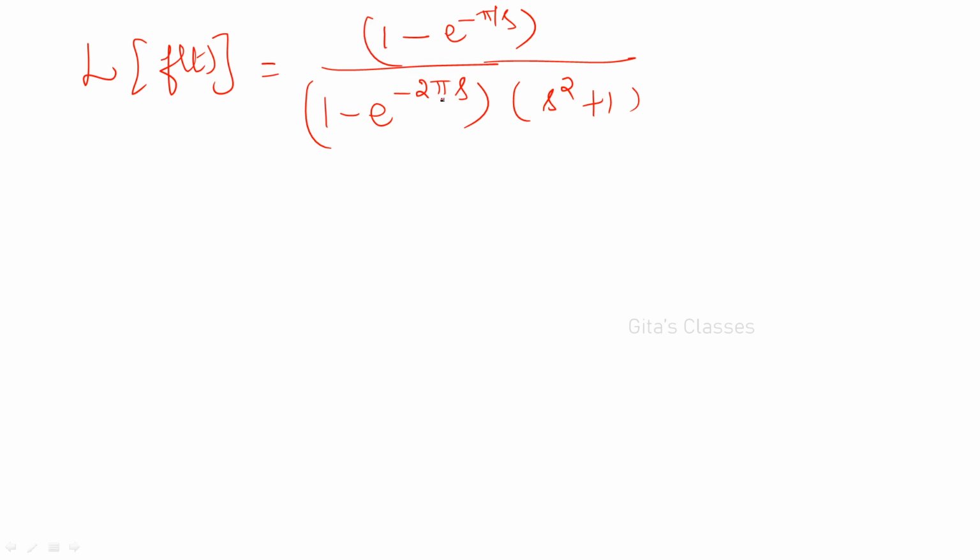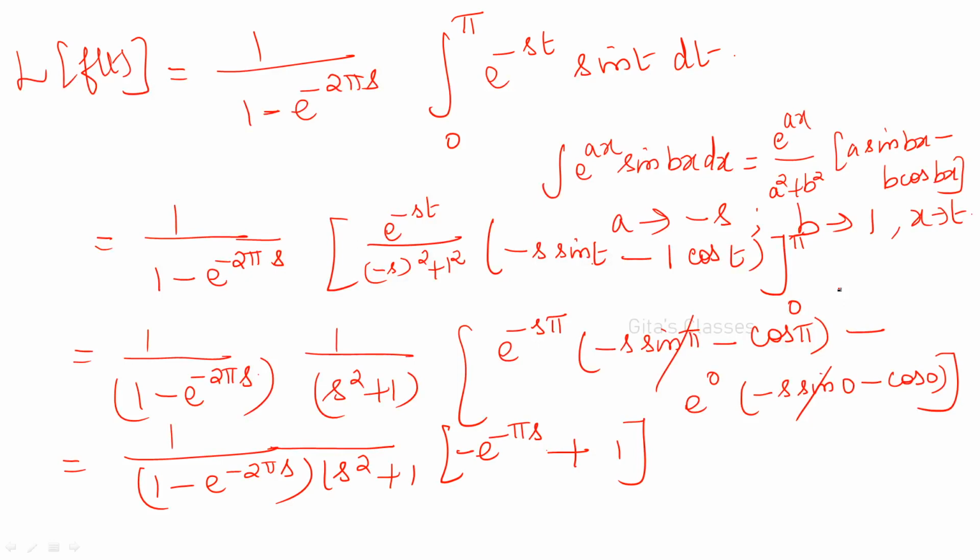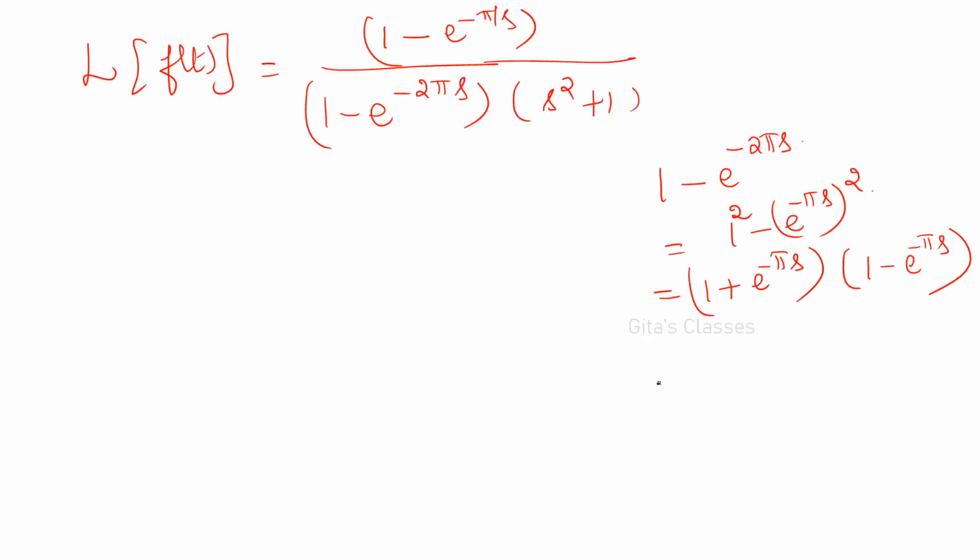So, 1 minus e power minus 2 pi s can be written as 1 minus e power minus pi s the whole square, right? That is the a squared minus b squared formula. So, 1 plus e power minus pi s into 1 minus e power minus pi s. Wait, here minus cos pi, so this will become plus 1 only. E power minus s pi into cos pi is minus 1. So minus minus plus. Okay. So in the numerator, it will be 1 plus only. Both the terms are plus only.